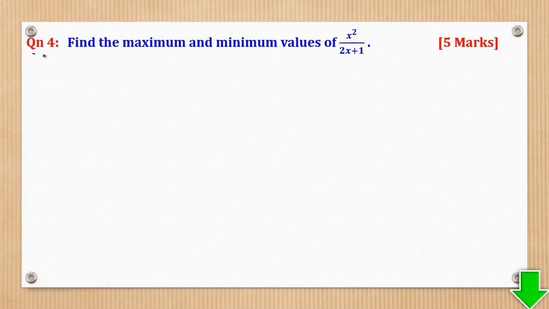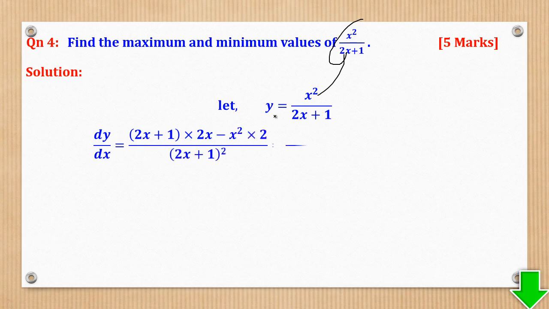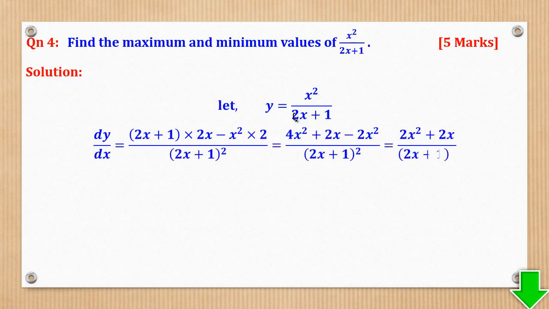Then question 4 says, find the maximum and minimum values of this. So you shall need to differentiate and equate to 0. So let y be equal to this function. Then it's a quotient, so you differentiate. You keep this constant, which is here, and differentiate x squared to give you 2x. Then minus, keep the numerator constant, and differentiate the denominator to give you 2. Then divide by the square of the denominator. That's what they call the quotient formula.